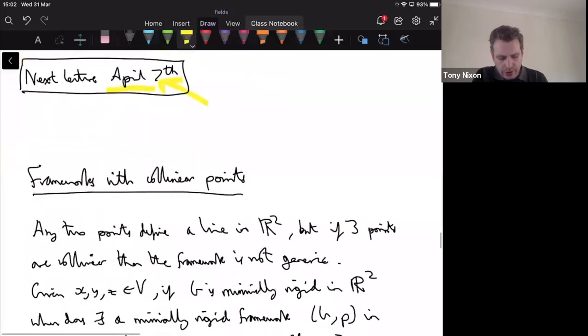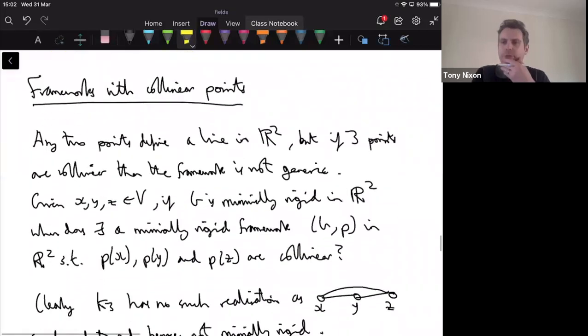I'd like to start this lecture with what I'd intended to be the second half of Monday's lecture. On Monday, we started talking about frameworks in 2 dimensions that were nearly but not quite generic. If you remember, we talked a lot about frameworks with 2 coincident points and showed that already that special case was enough for there to be both quite interesting theory needed, and it was applicable to certain situations.